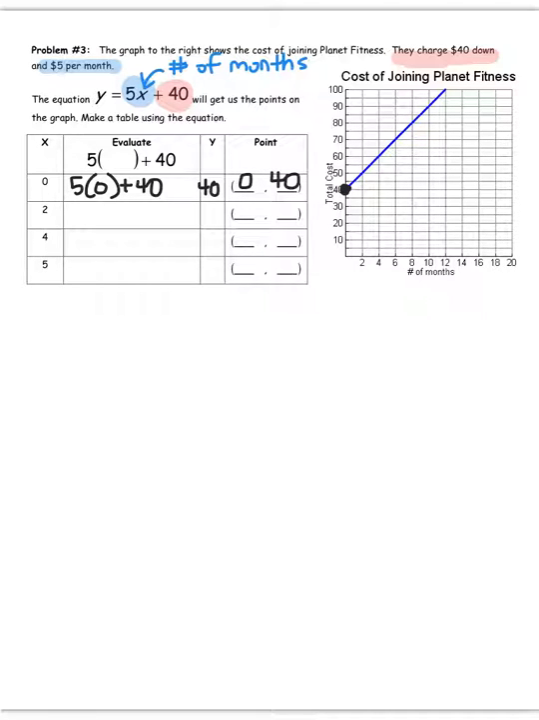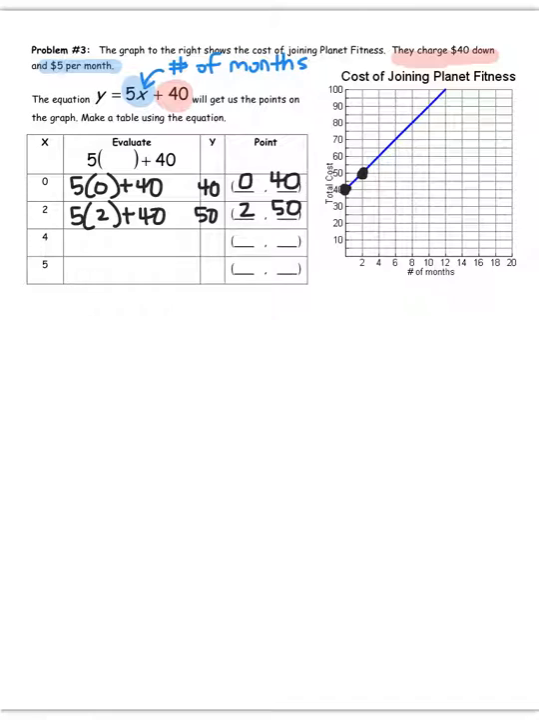I see it. All right, let's do what if you are a member for 2 months. So for 2 months, you're going to do $5 a month times 2 months plus 40. 5 times 2 is 10, plus 40 is 50. So X, our number of months, is 2. Our cost is $50. Let's go to our graph. 2 on the x-axis, 50 on the y, there's a point right there.